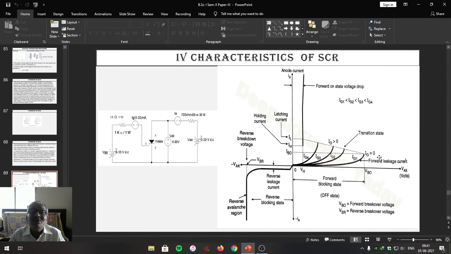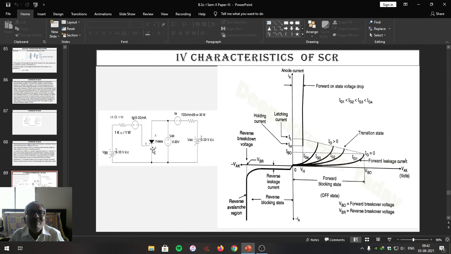Now let me go on to study the reverse IV characteristics. For that purpose, what is to be done? Simply change the VAA battery polarity. It means you have to reverse bias the anode and cathode. The negative terminal is connected to the anode, whereas the positive terminal is connected to the cathode. This will reverse bias the SCR.